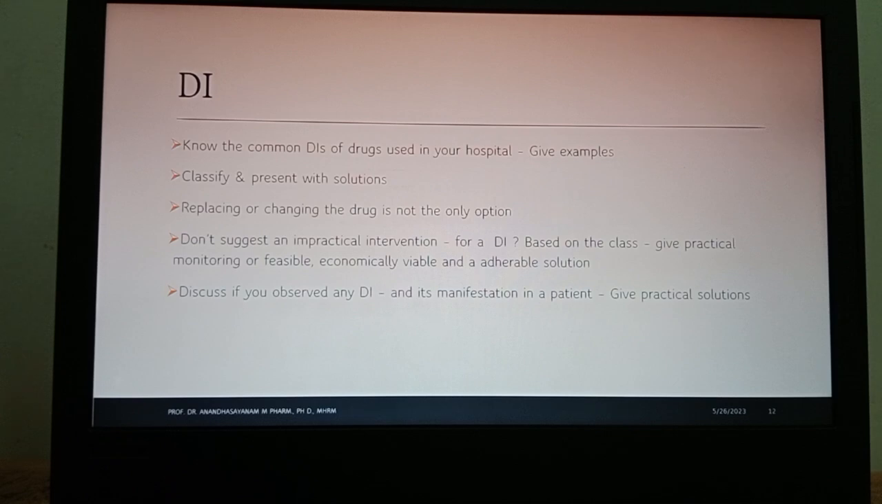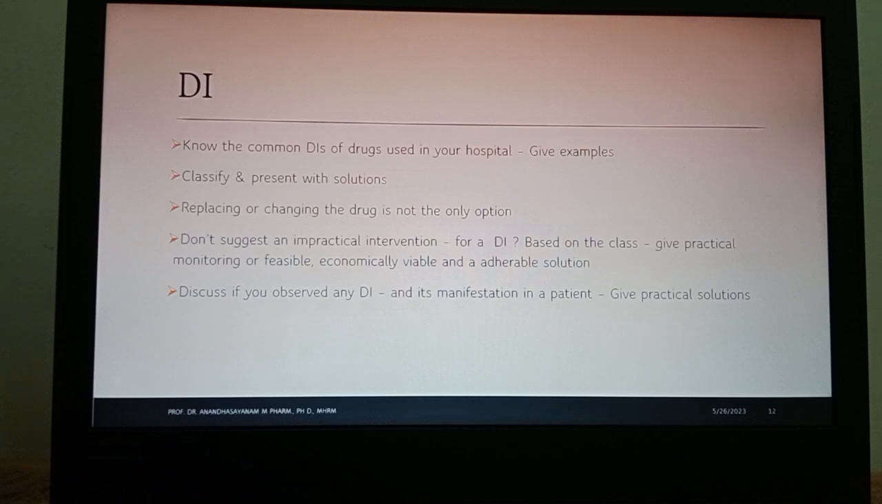We don't check the interaction of alcohol with the drug and other things. So we can check that also in the drug interaction, because if the patient is consuming alcohol, we have to caution him that this drug will interact with the alcohol. But I have not seen any case presented by my students where it says that alcohol is being consumed, and so I'm putting this drug under alcohol, and then I'm checking the interaction, and then I'm going to present it. Alcohol is a chemical, the drug is a chemical, they are also interacting. So discuss if you observed any DA and its manifestation in a patient, and give practical solutions.